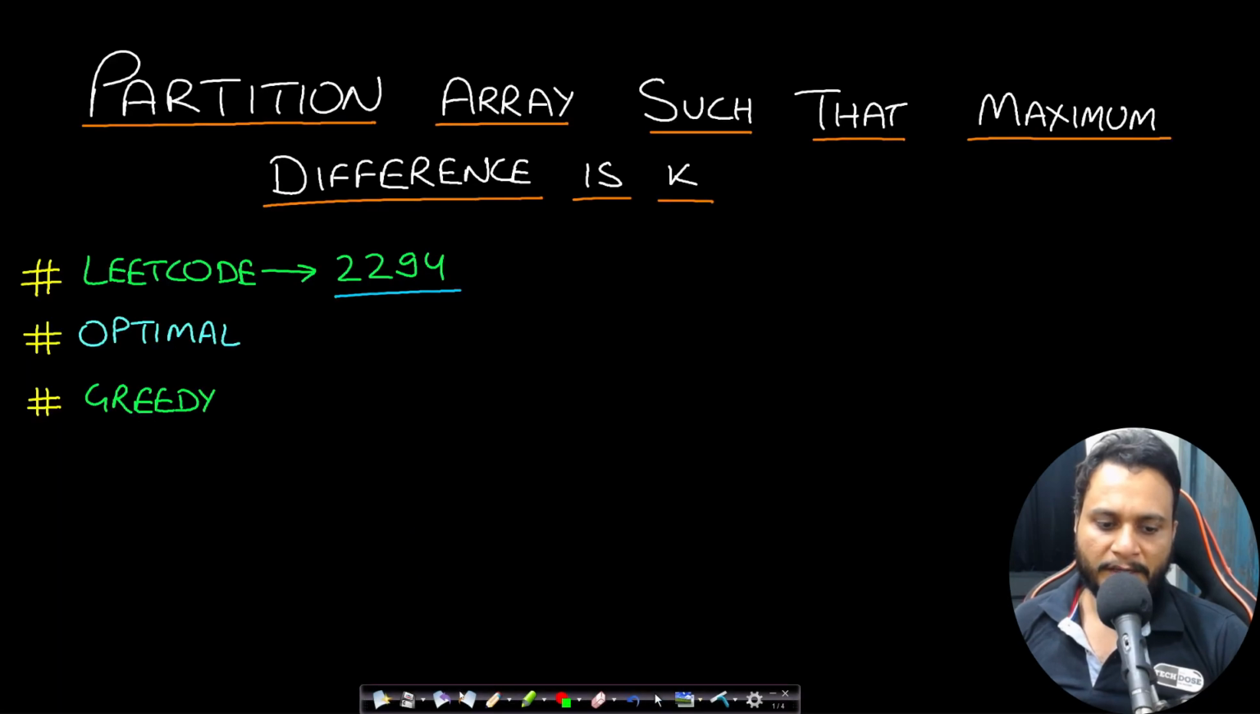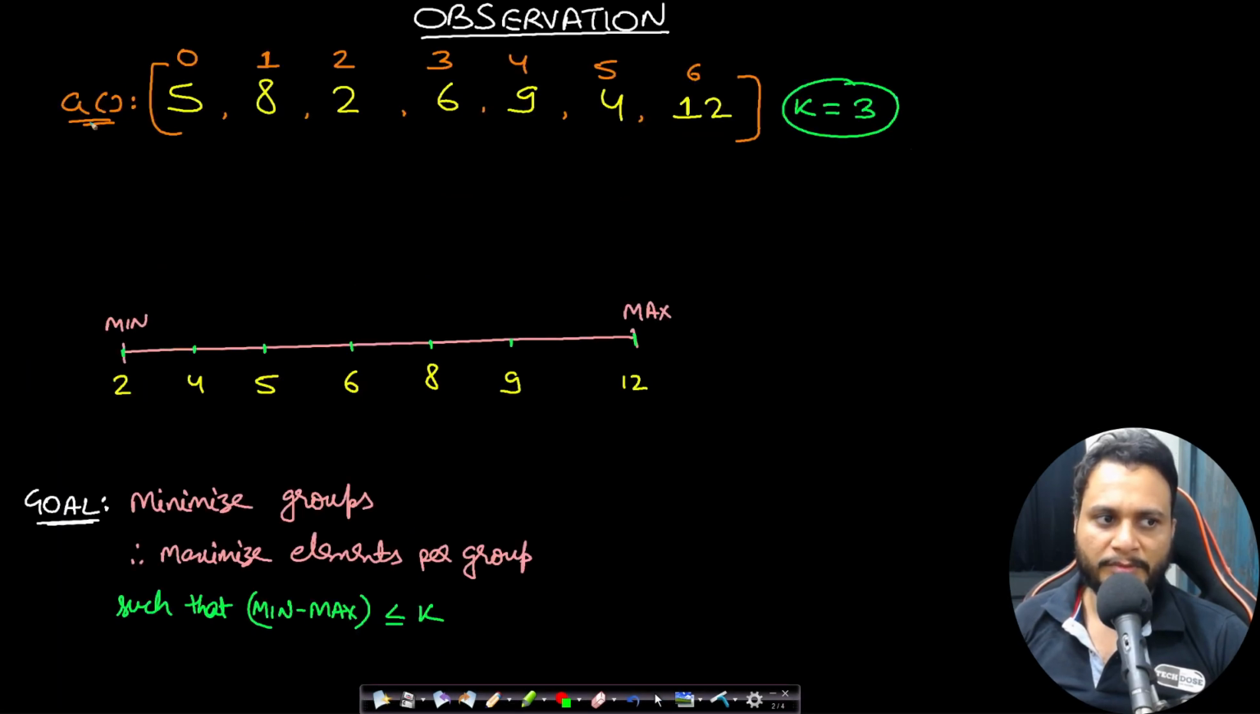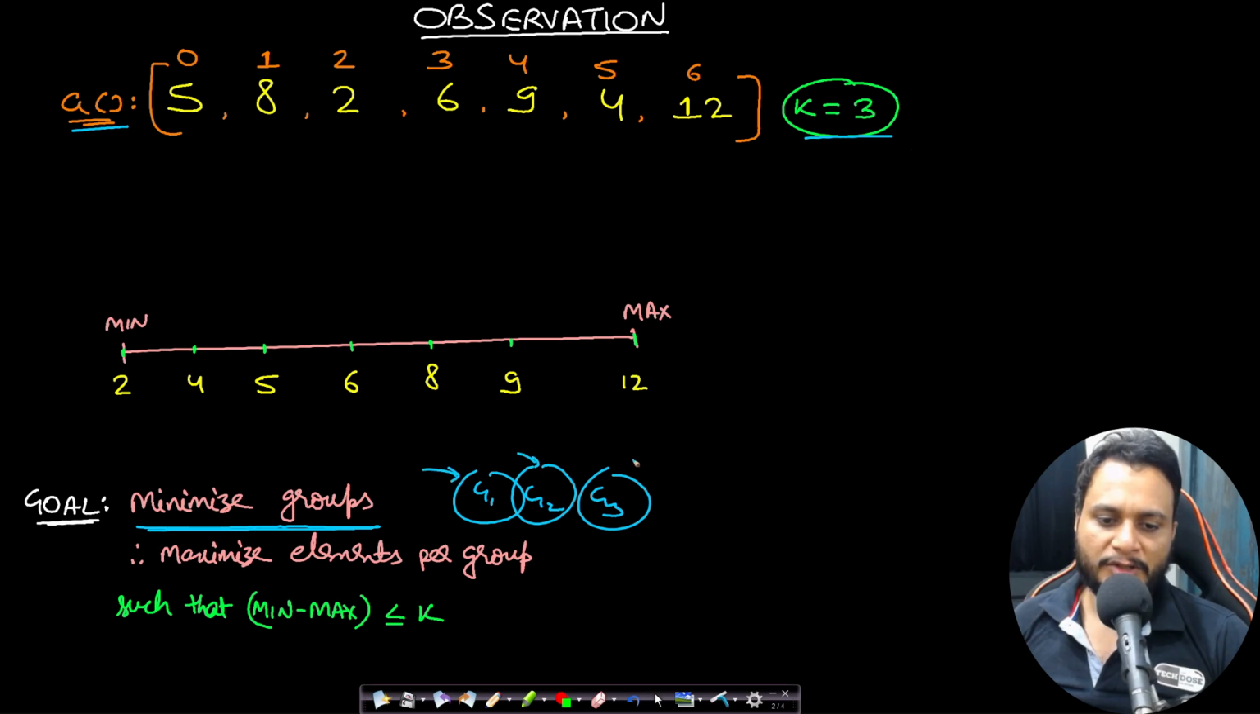Let's look at an idea for solving this problem. In this case I have taken an array having 7 elements and the k value being 3. Our goal is to minimize the number of groups in which we select the elements and put them. If I want to minimize the number of groups, then whatever groups I have, let's say G1, G2, G3 and so on, I will try to put maximum elements in each of the groups. If you increase the size of the group, then the number of groups will become less because we have a fixed set of items.